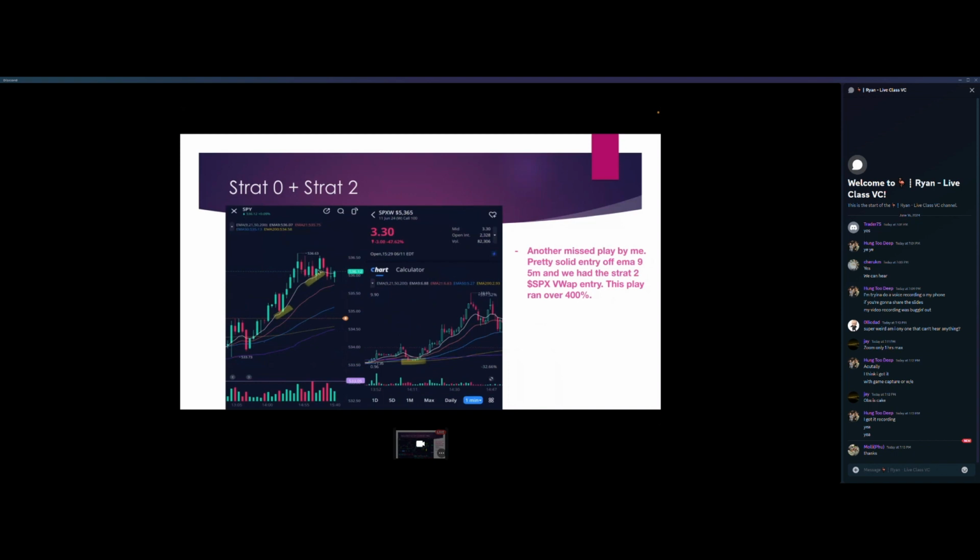You see how EMA on SPY and EMA on SPX kind of work the same? We're riding it up. It's not always exact, but when it's a trendy day like on Tuesday, they correlate pretty well. And then we're going to go over this in a bit. But the second retest, this was a play that I missed. Another missed play by me. Pretty solid entry off EMA 9 on the 5-minute. And we had the strat 2 SPX VWAP entry. This play ran over 400%.